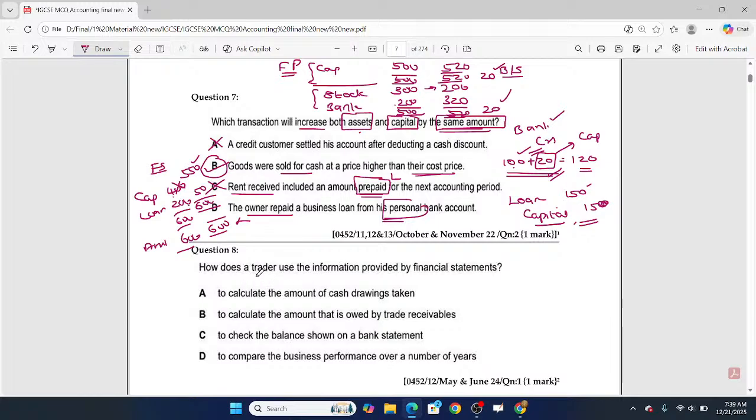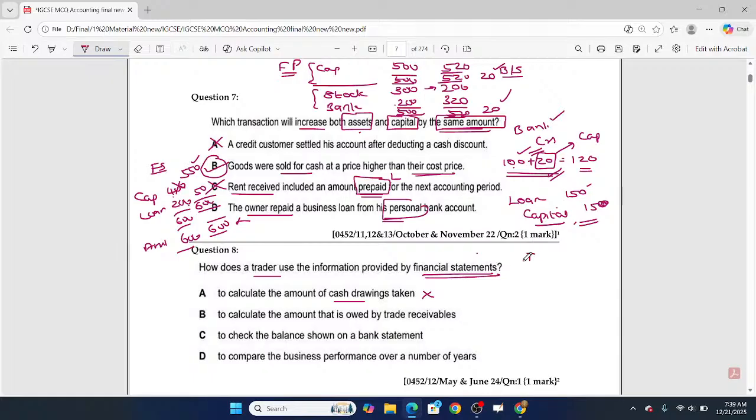How does a trader use the information provided by financial statements? Information provided in the financial statement, how the trader is using it. Probably he can use it for calculating the profit and loss, how much he earned and all. Okay, calculate the amount of cash drawings taken. No. By preparing the financial statement, what happens?